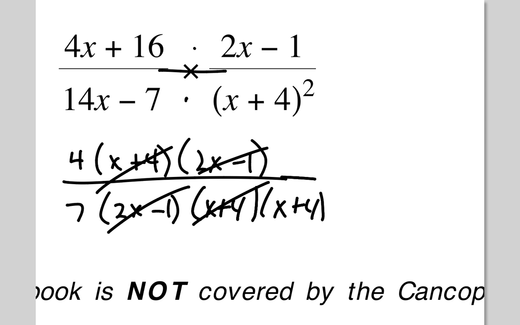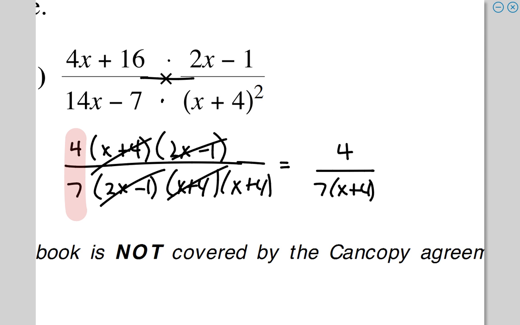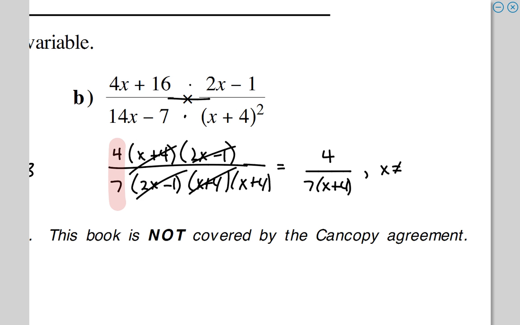What's our coefficient? 4/7. Make it cuter. What do we have? Just a single 4 on top and 7 over x plus 4 on the bottom. And we're going to put a comma. X not allowed to be negative 4 and 1/2. 0.